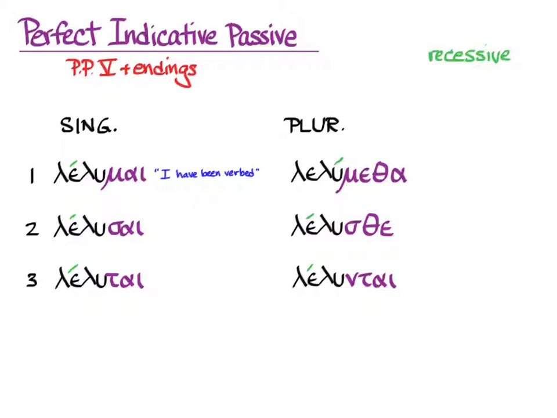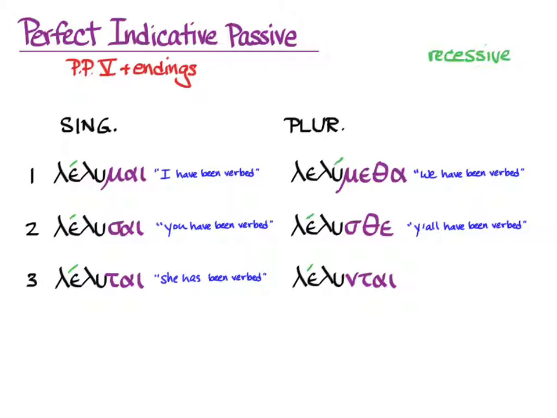Lelumai, I have been freed. Lelusai, you have been freed. Lelutai, she has been freed. Lelumetha, we have been freed. Lelustha, y'all have been freed. And Leluntai, they have been freed.